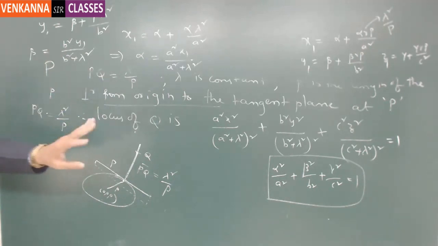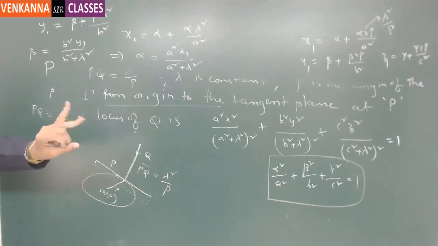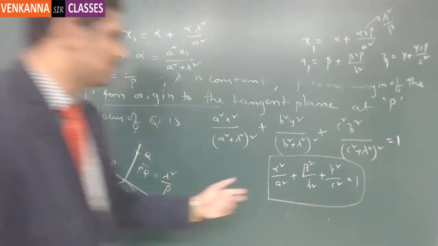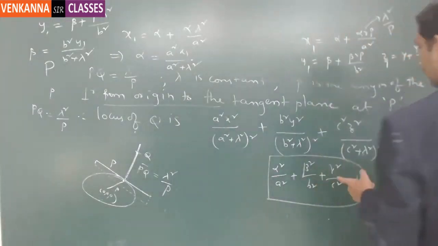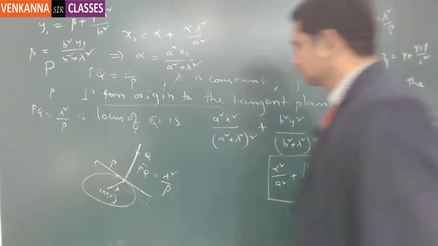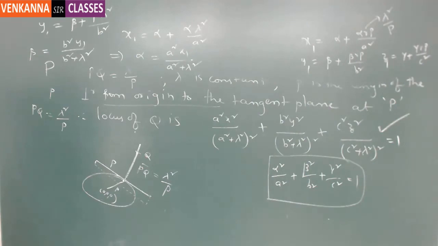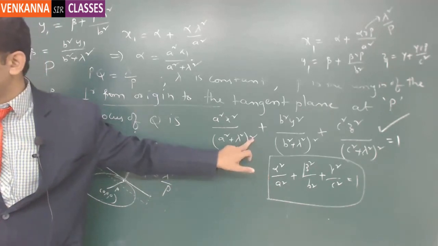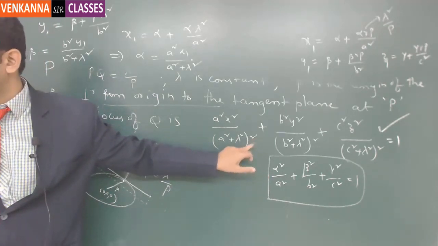So I got the three values: what is alpha, what is beta, and what is gamma. So I substitute the alpha, beta, gamma values here. If I substitute alpha, beta, gamma values in this equation, I will get this required locus. Please check that.